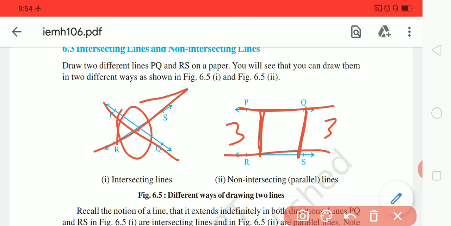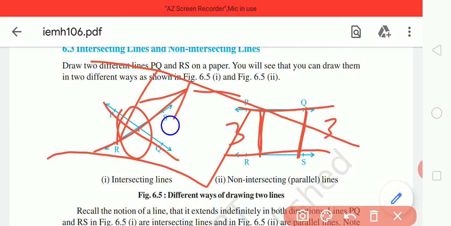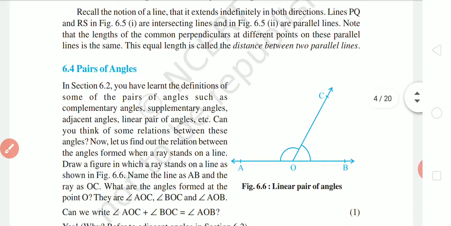You can say that parallel lines never meet, and the best example is your railway tracks. They never meet but they are always parallel. So intersecting lines intersect at one point, and non-intersecting lines will never intersect at any point.